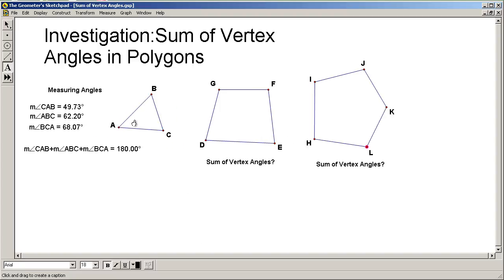To complete the activity, what I need to do is investigate and look for a pattern in the sum of the vertex angles of polygons. I'm going to create a series of polygons, and I'm going to increase the number of vertices. I'm going to see if the sum of the vertex angles is a constant, just like it is with a triangle. If it is constant, I'm going to look for a pattern.